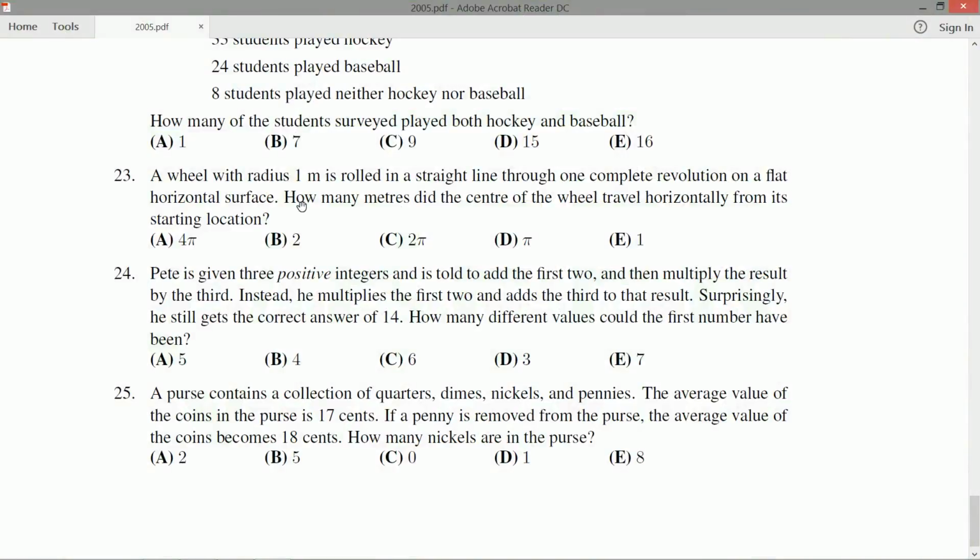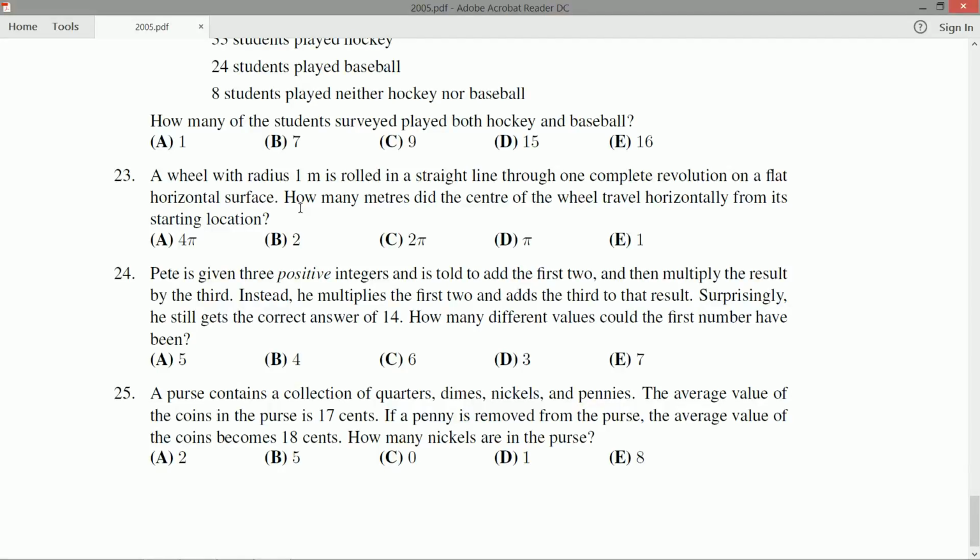A wheel with radius 1 meter is rolled in a straight line through one complete revolution on a flat horizontal surface. How many meters did the center of the wheel travel horizontally from its starting location? So what are the options here? We got 4 pi, 2, 2 pi, pi, and 1.